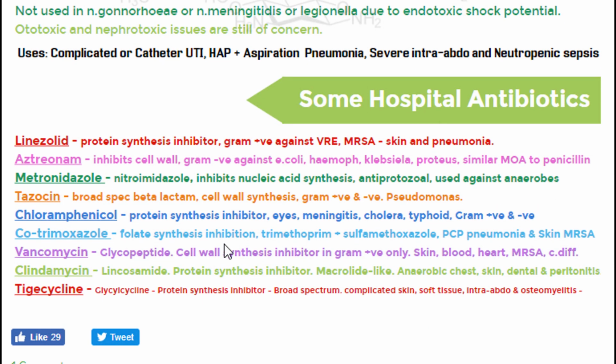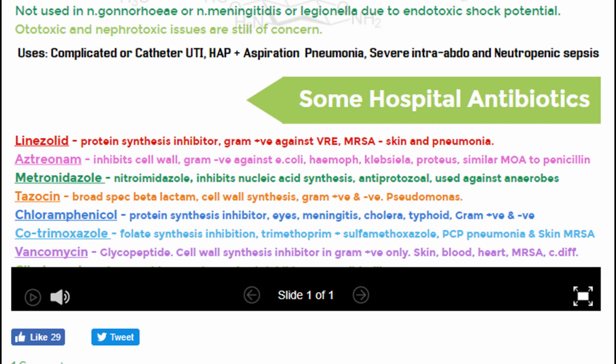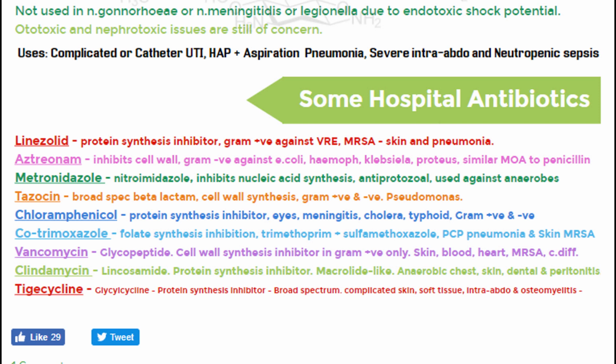Some of the other weirder ones within the antibiotic spectrum that's used in hospitals. Linezolid, for example, is a protein synthesis inhibitor. You see it has good gram-positive action against VRE, MRSA, skin. It's used in skin infections and pneumonia. It's got very good penetrance, so it's used in skin infections where you're, for example, penicillin allergic and you've got a worsening cellulitis.